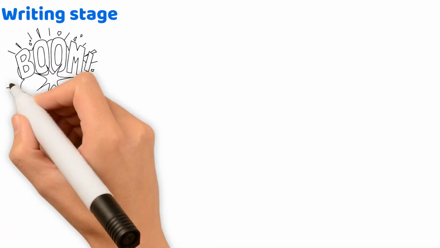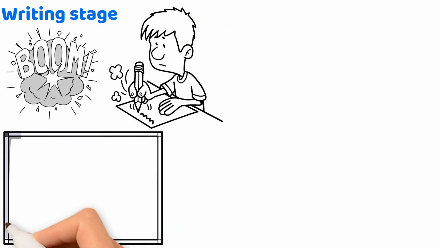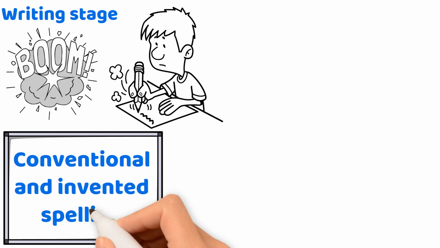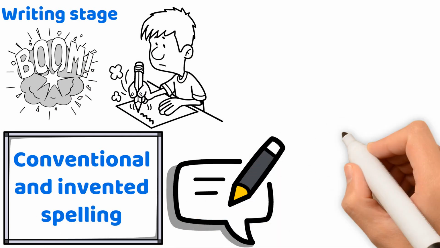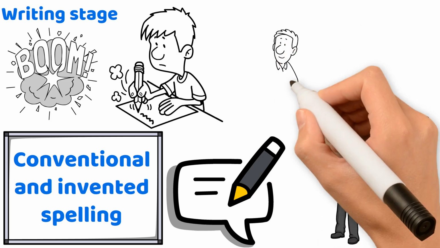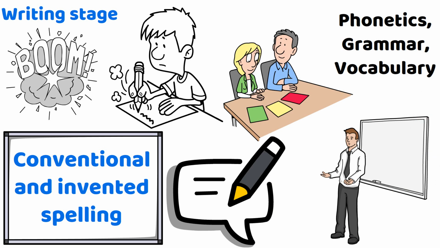Now, let's talk about the writing stage. This is where the real magic happens. Here, children begin to write words and sentences, initially using a mix of conventional and invented spelling. It's a fascinating phase where literacy skills begin to solidify. As a teacher, your role is to help children apply their understanding of phonetics, grammar, and vocabulary to communicate effectively through written text.